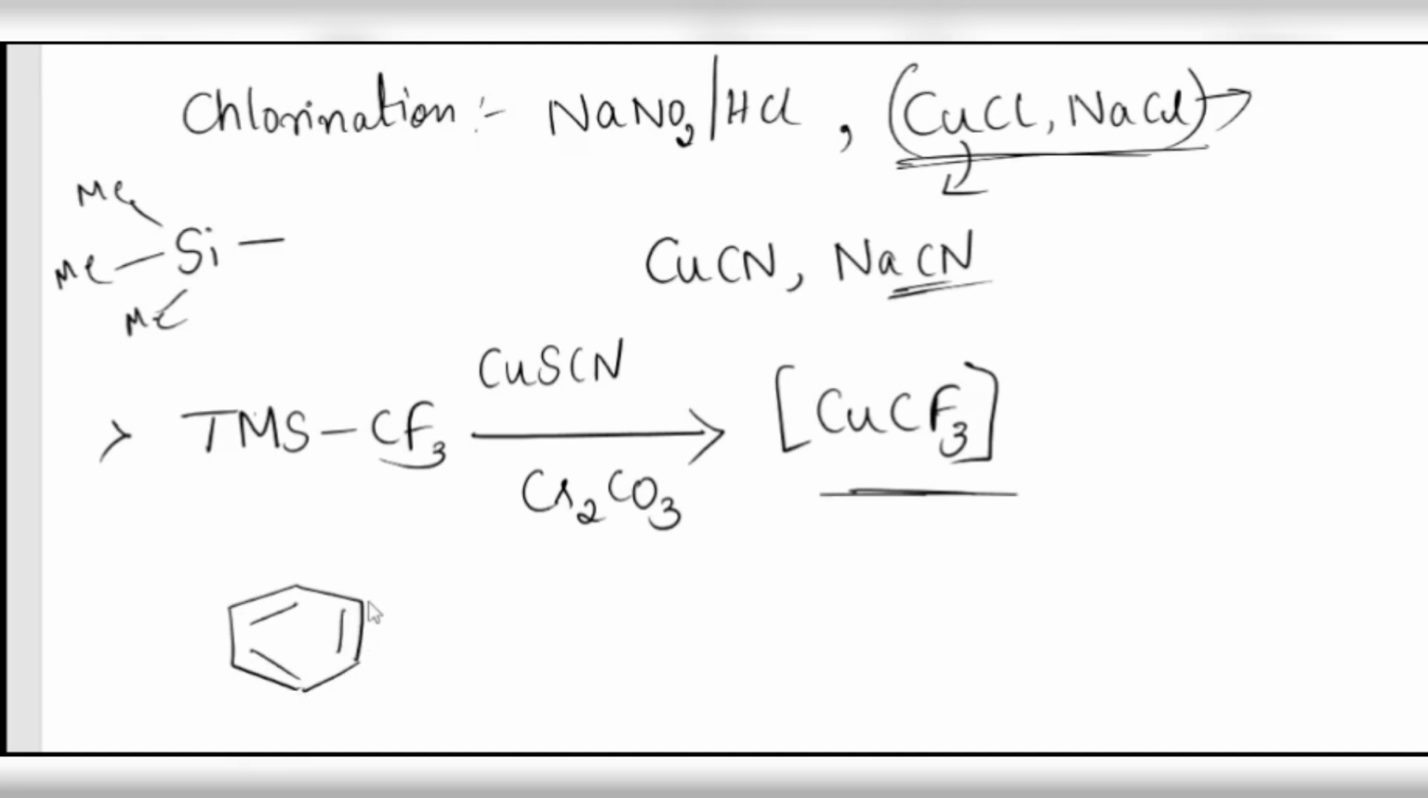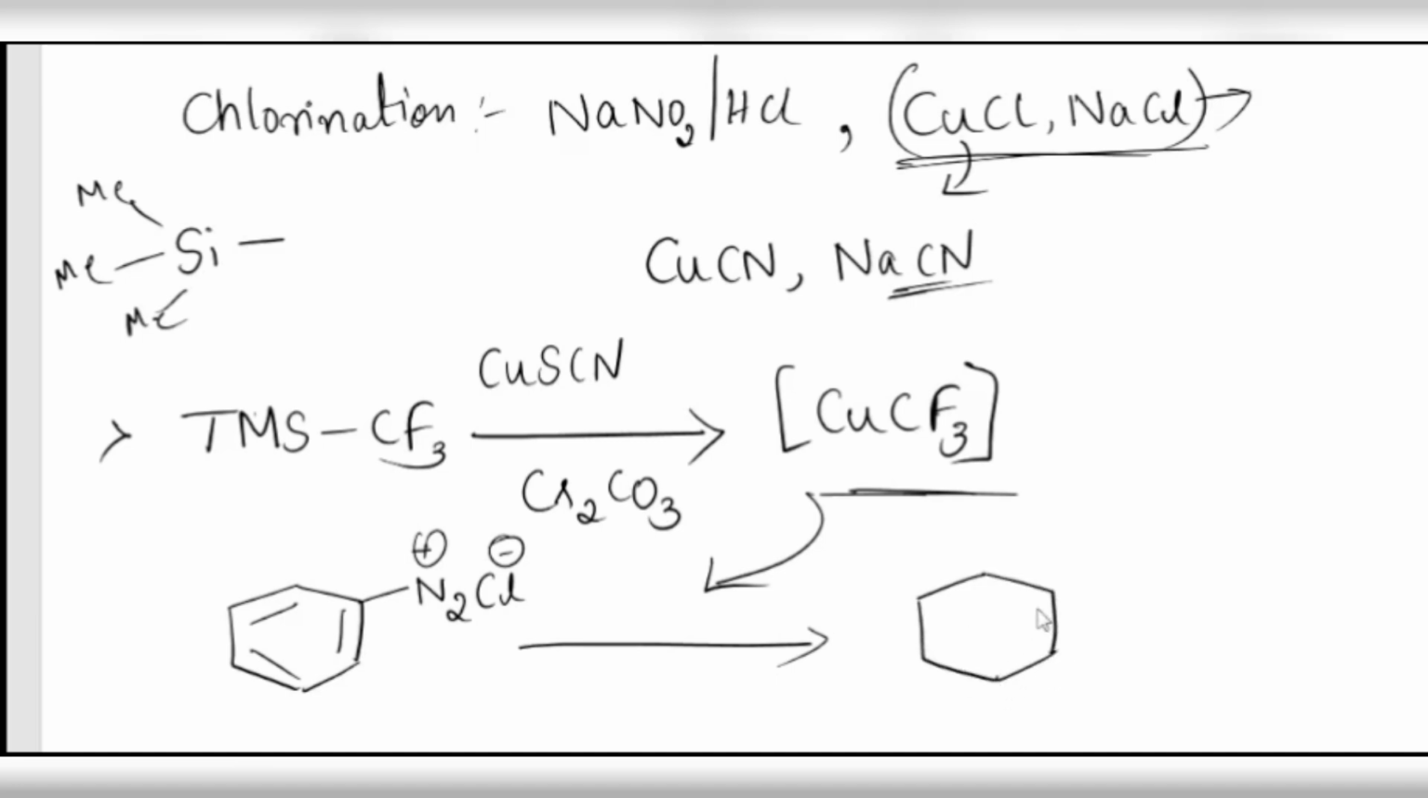This particular reagent, when we use it with benzene diazonium chloride like this, here I will be writing N2 and Cl, positive charge, negative charge, and here if I use this particular reagent, I will be ending up with trifluoromethyl benzene. Here CF3 will get attached. This is trifluoromethylation.